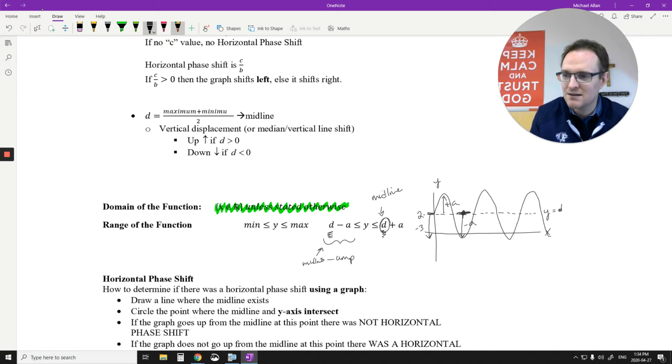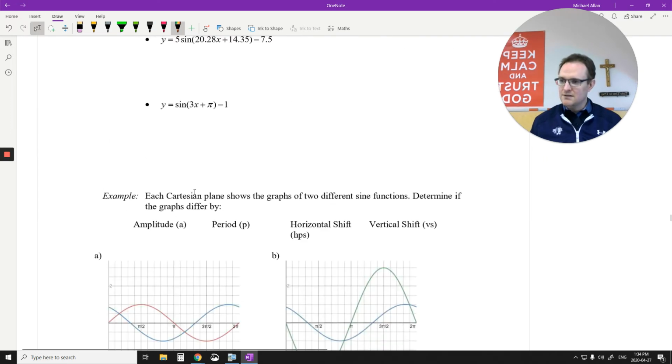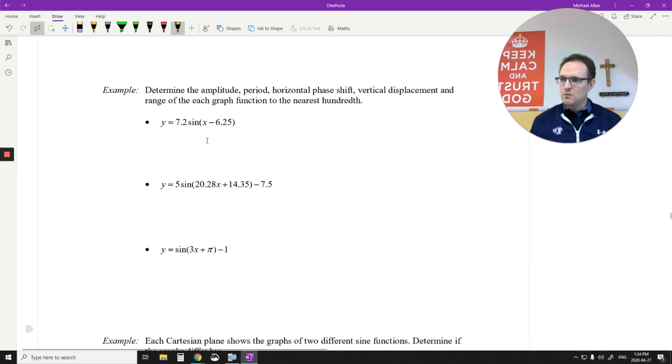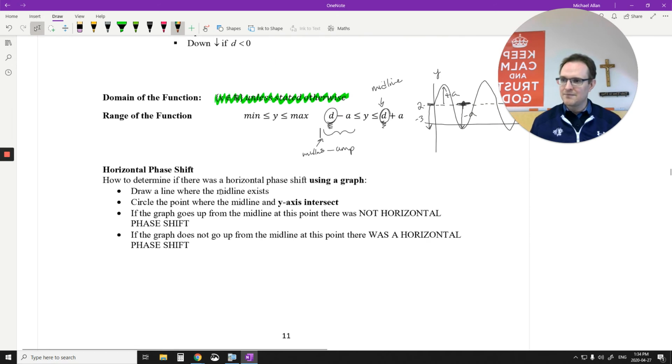So the midline stays the same, it's just my midline. And I'm going to add or subtract the amplitude to get that. We're going to see that a couple times when we look at some of these examples. What is my period? What's my domain and range of these functions? Or just what's the range of these functions? So we're going to see that a couple times in some examples here.